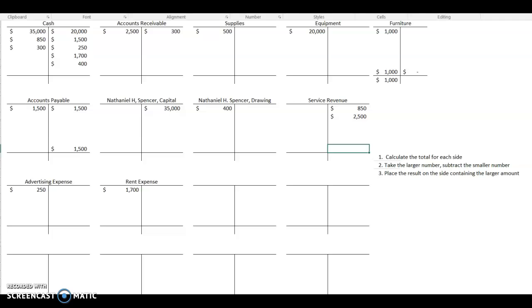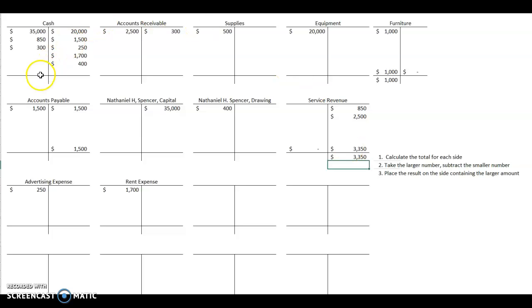So add up both sides. Total credits are $3,350. Total debits are going to be 0. Take the larger amount, subtract out the smaller amount, leave it on the side of the larger amount.